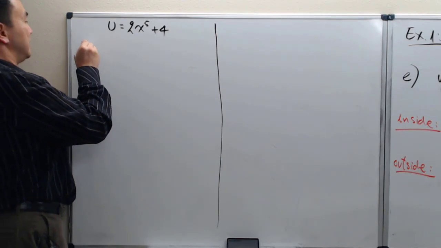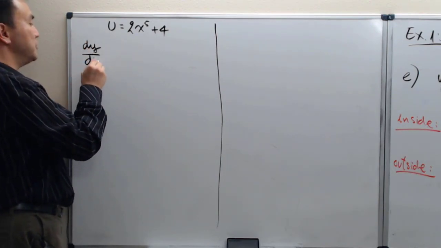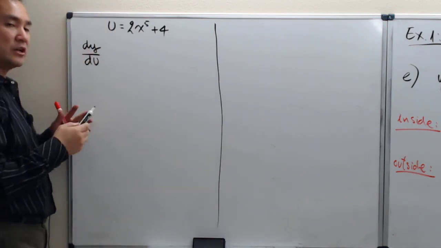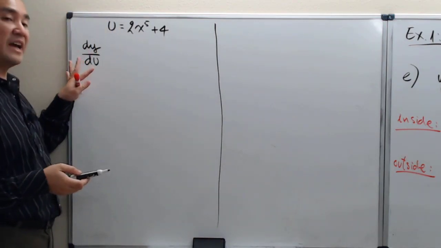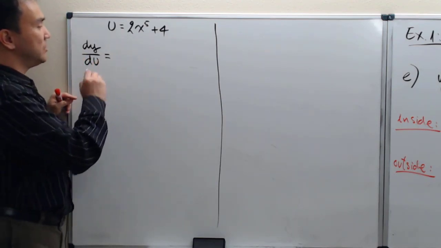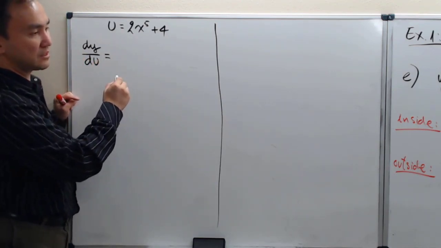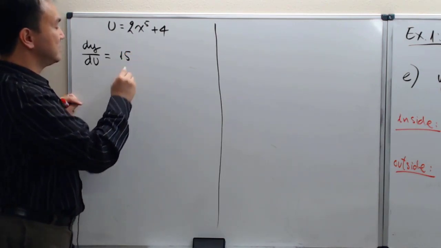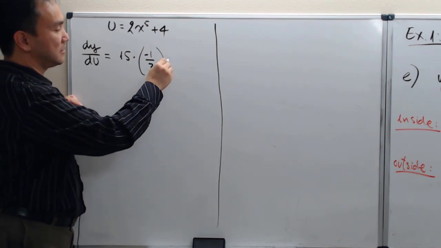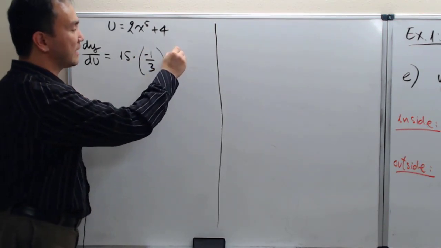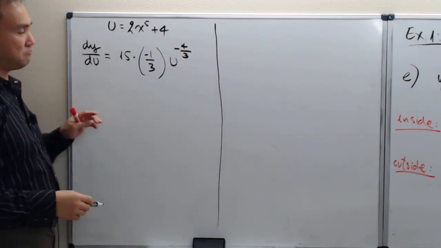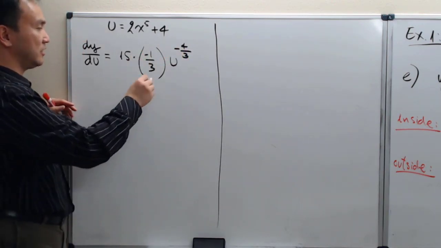Now we can find dy du first, because the overall derivative requires the derivative of the outside, which is understood as the dy du. So dy du here, after what we've seen earlier, is 15 multiplied with the power negative 1/3, and multiplied with u, but now to the negative 4/3 power. So just be careful with the calculation a little bit.